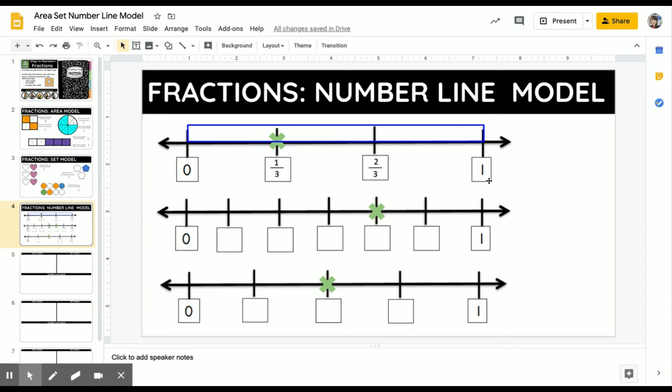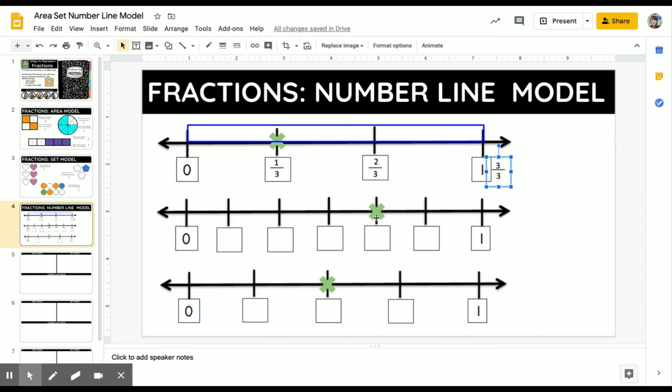When we get to the end of the number line, 1 can also be represented as the fraction 3/3, meaning 3 out of 3, or 1 whole. As I'm sure you've noticed by now, there are green X's on all of our number lines. This is showing where 1/3 lies on the number line.